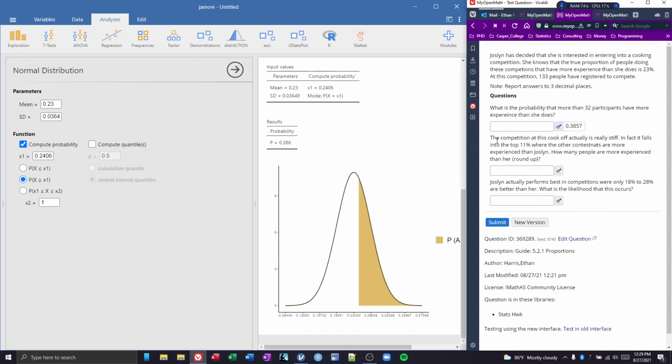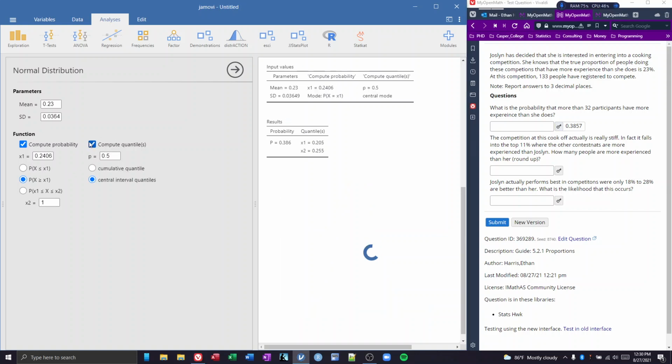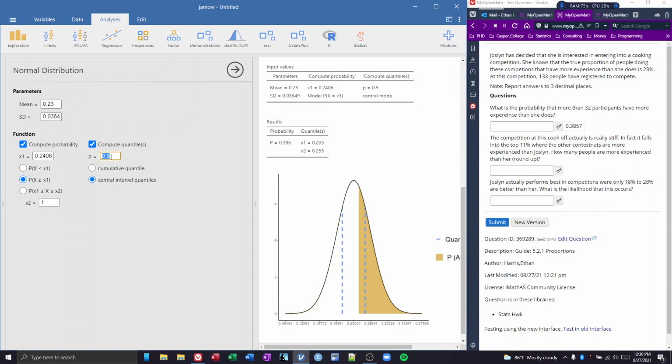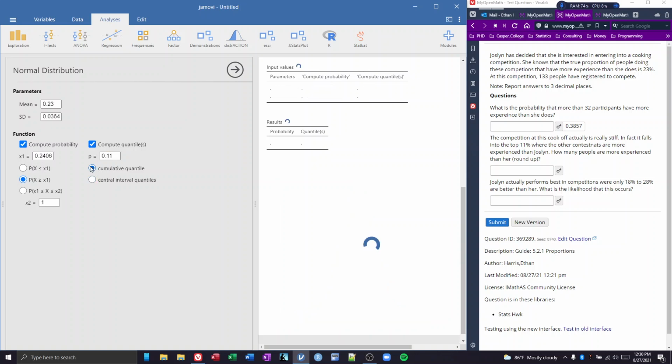Okay, next question. The competition at this cook-off is really stiff. In fact, it falls into the top 11%, where the other contestants are more experienced than Jocelyn. How many people are more experienced than her? Round up. So we need to figure out what the proportion is if we were in the top 11%. This is a very stiff competition, with a lot of really experienced competitors. So what we're looking for is a quantile. Let's click on Compute Quantile and start by typing in 0.11, and we want this cumulative, not from the middle.